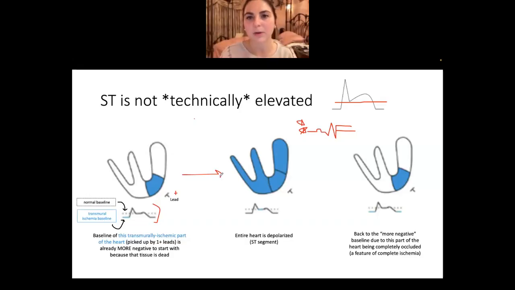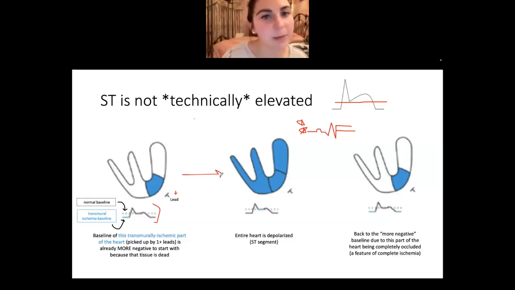Ischemia causes more depolarization. Yes, for subendocardial ischemia, not for transmural, when the actual tissue dies. Yeah, I know, it's easier to do the NSTEMIs first, but it's funner to talk about the STEMIs. Yeah, and that's what I was talking about.